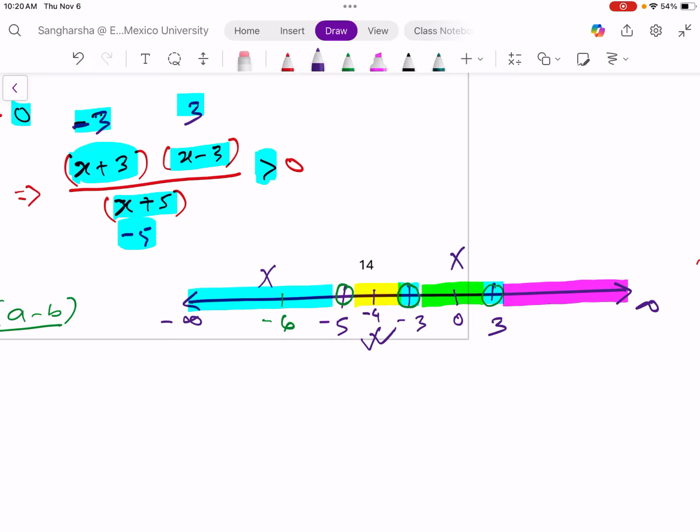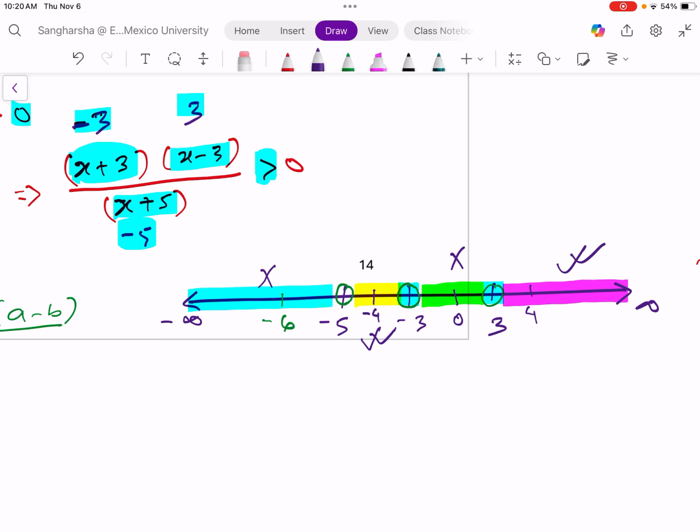Now what about the last interval? Let's pick 4. 4 plus 3 is 7. 7 times 1, 7 divided by 9 is greater than 0. That's true, right? So it means this interval is a solution.